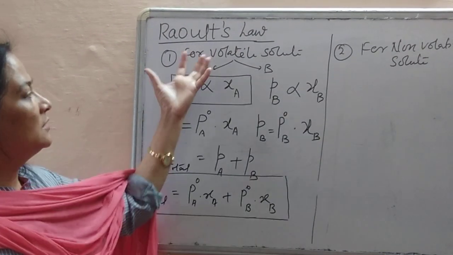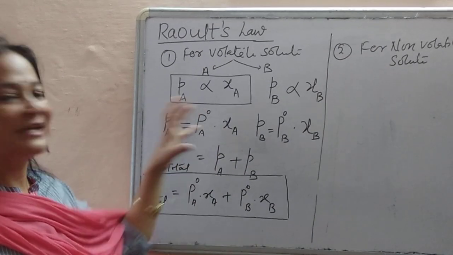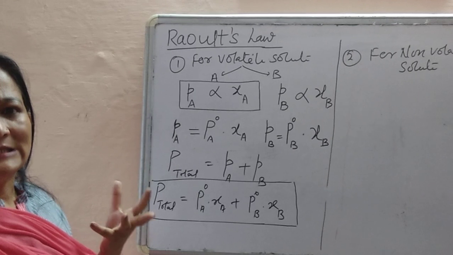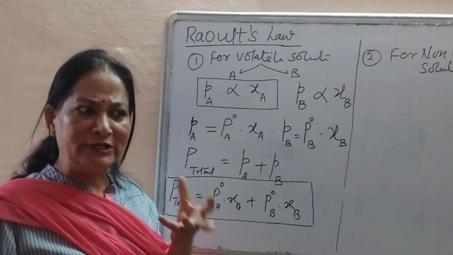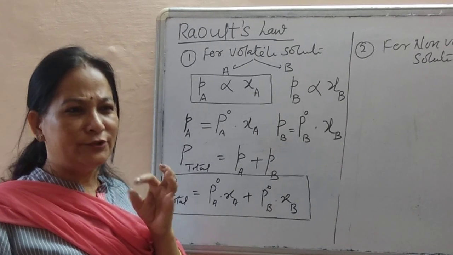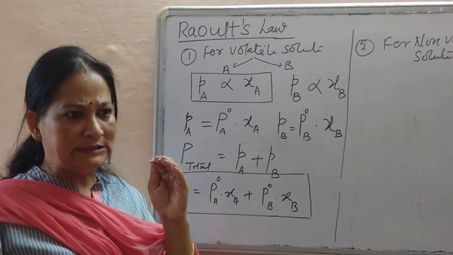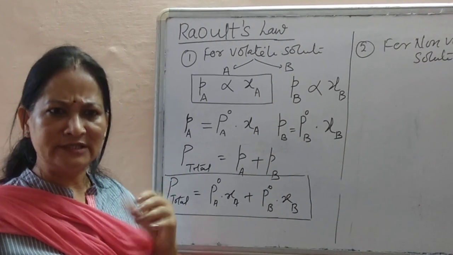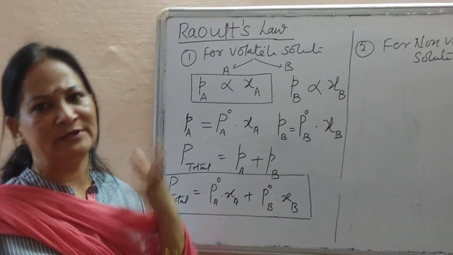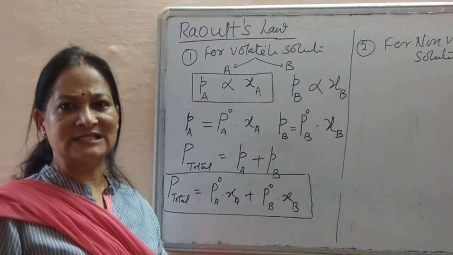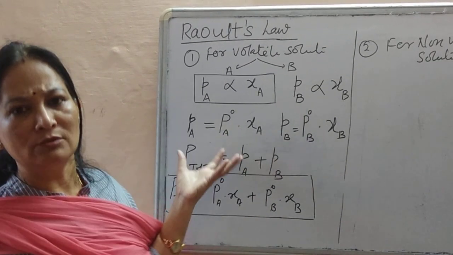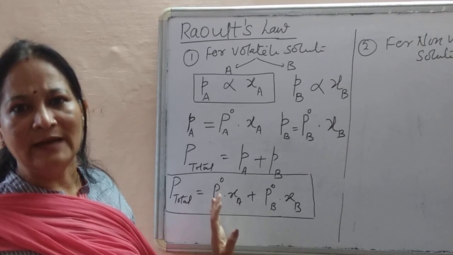I explained the daily life application: if you want more effect while steaming, meaning you want to increase the content of medicine in your steaming, then you should take a lesser amount of water and a little bit more medicine, so that you can get more vapors of medicine, because when more liquid medicine is in the liquid state, you will get more vapors according to Raoult's law. So it is a daily life application.